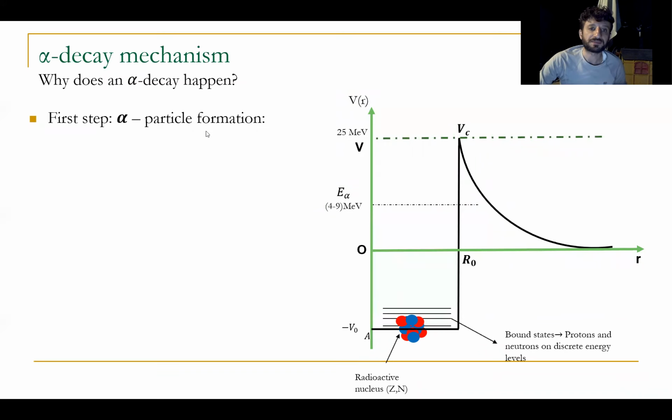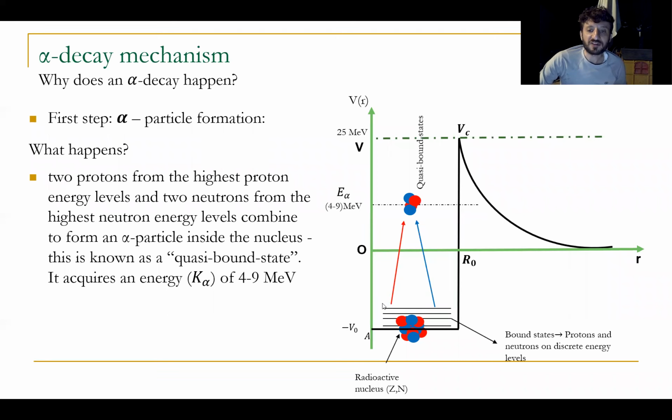How does it happen? Two protons and two neutrons from the bound states will combine together to form one alpha particle. But the alpha particle will be in the quasi-bound state. Here we have the quasi-bound state, and the alpha particle will have an energy between 4 and 9 mega electron volts. This is the energy of the alpha particle created after the combination of two protons and two neutrons.